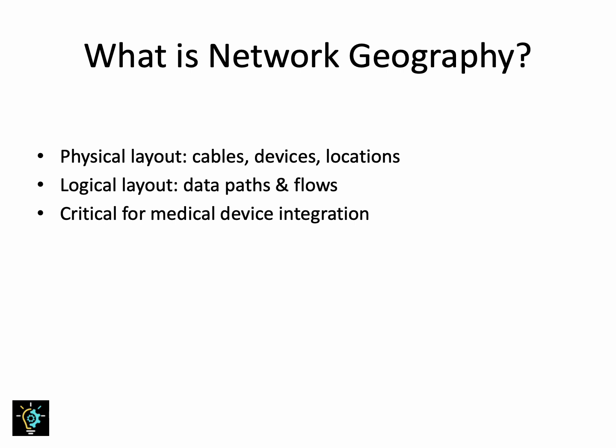When we say network geography, we're really talking about two things: the physical and the logical layout. The physical side is simple, it's the cables, the switches, the routers, and the devices, and where they are placed in the building. How about logical geography? The logical geography, on the other hand, is about how the data travels, the rules that guide it, and which devices connect to which. In healthcare, both matter.